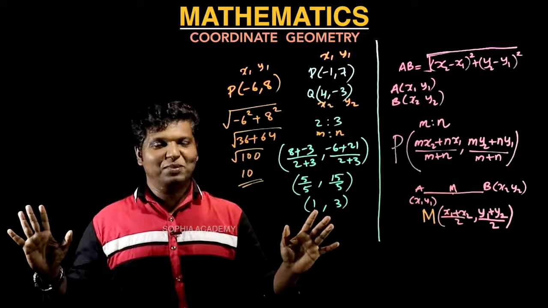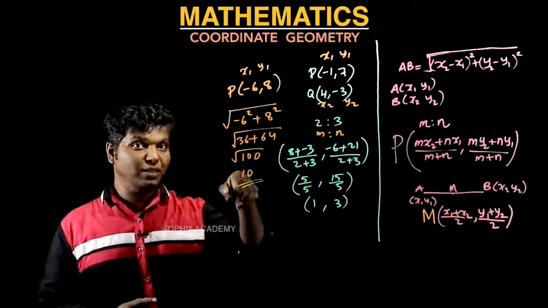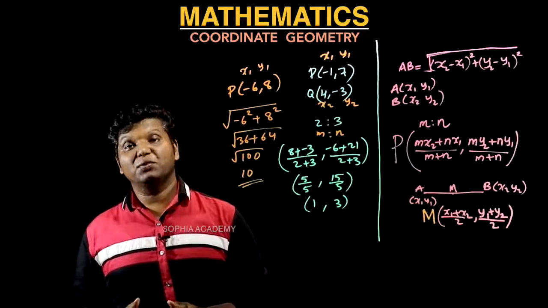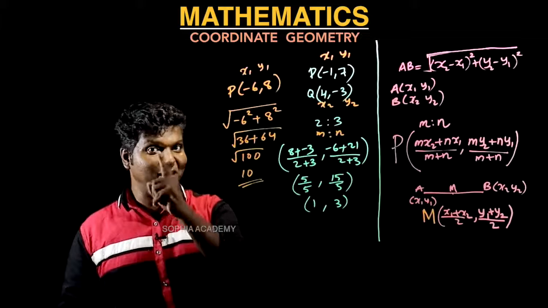So that's all from this chapter. It's very easy if you understand these three equations, and especially the last one. How to deal with this one? Very easily you can get full marks from coordinate geometry. Never miss any single mark from this chapter.